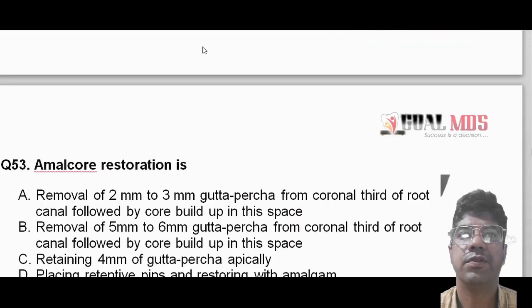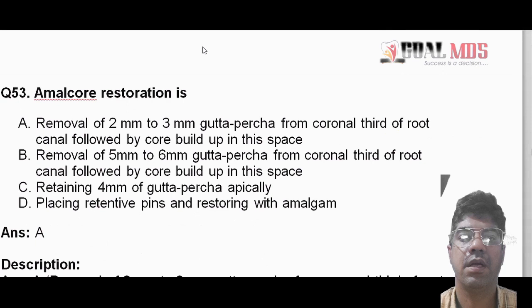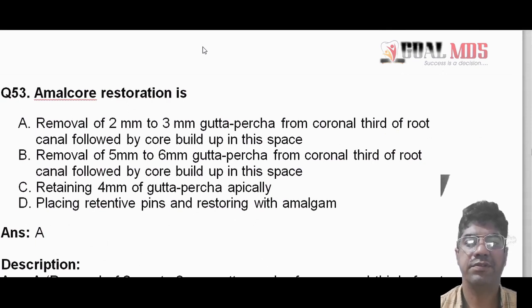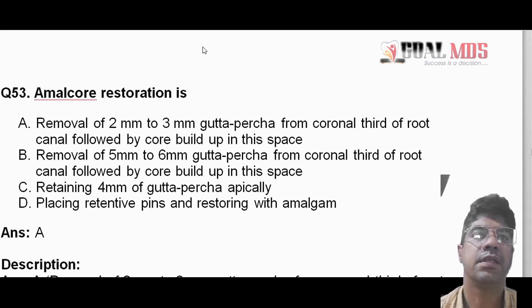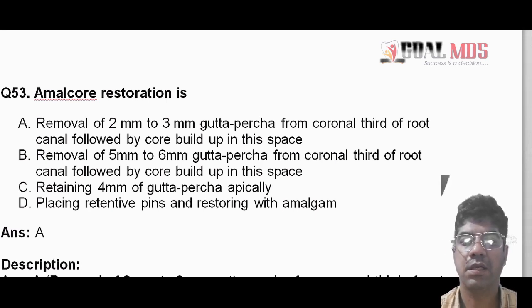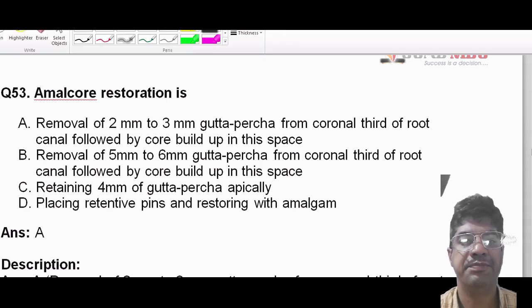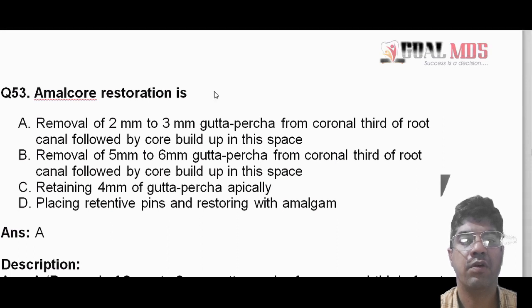Moving to the next question: amalcore restoration involves the removal of the specific gutta percha from the coronal third of the root canal, followed by placement of core build material in this space along with the pulp chambers. So the answer is B.